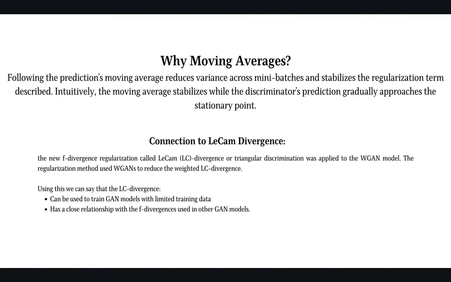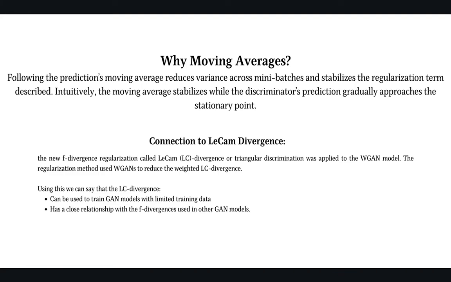So, what is the connection of the new F divergence technique to the Lee-Kum divergence? The new regularization introduced by the authors is called the Lee-Kum divergence, or the triangular discrimination. This new regularization technique, and the new divergence, was applied to the WGAN model. The regularization method used in the WGAN model was able to reduce the F divergence, which is basically the LC divergence, so Lee-Kum divergence. So that's why they called it the Lee-Kum divergence. Using this technique, we can train GANs with limited data, and it has a very close relationship with the F divergences used in other GAN models.